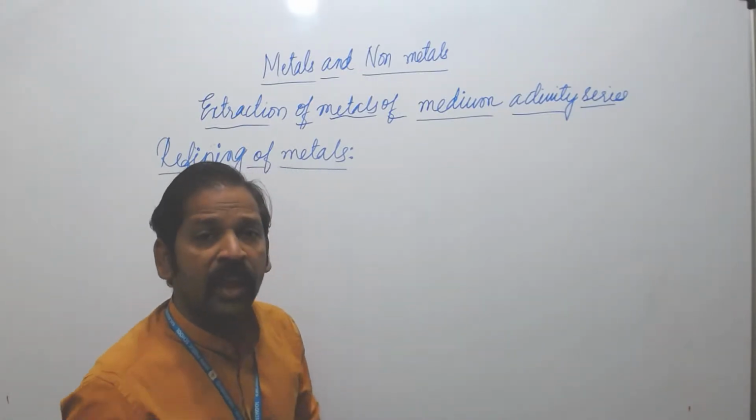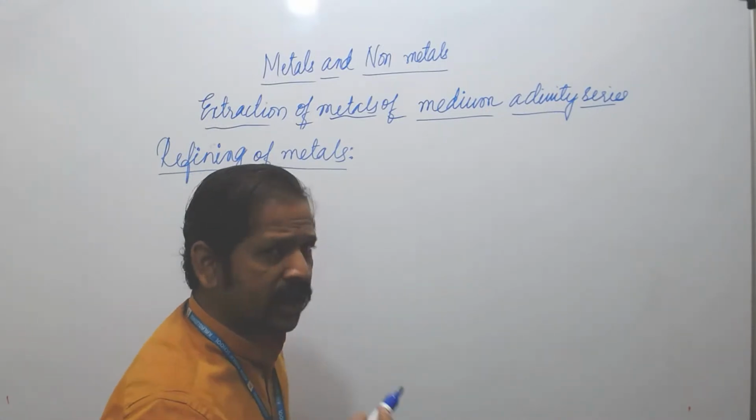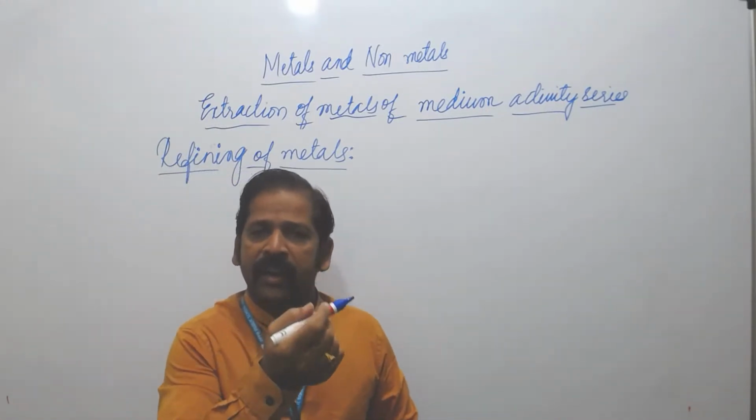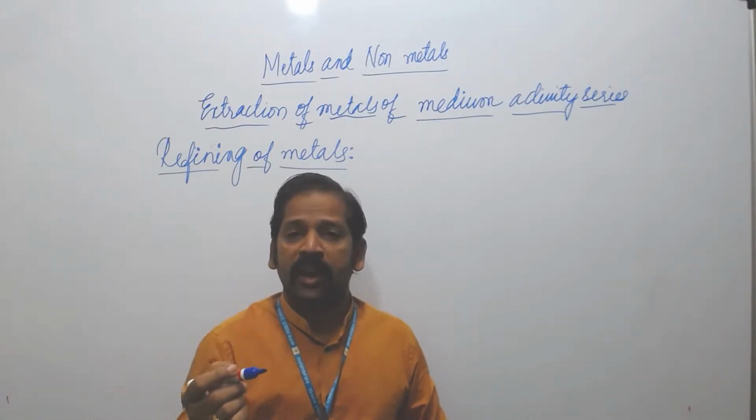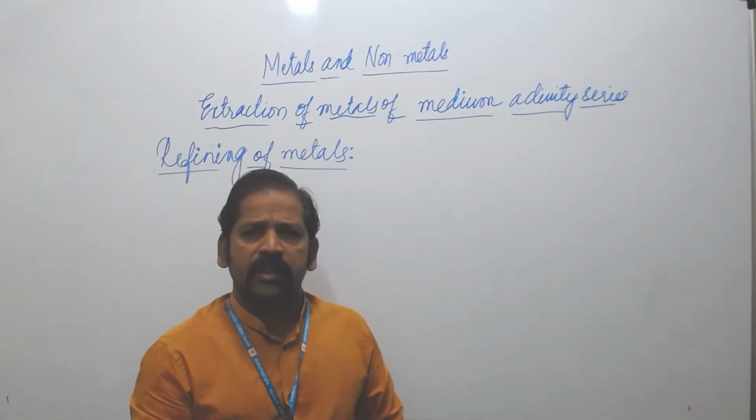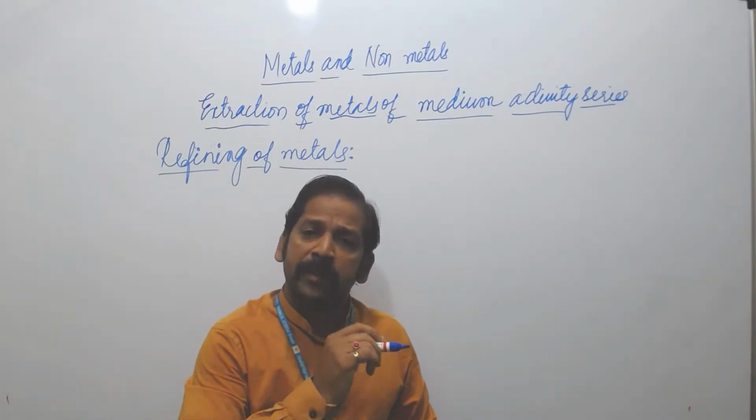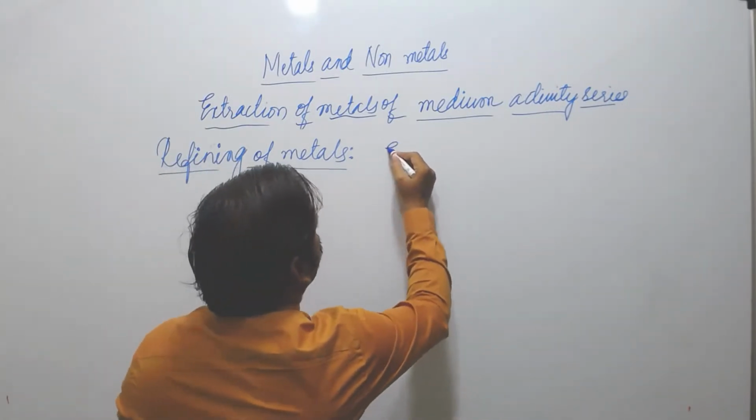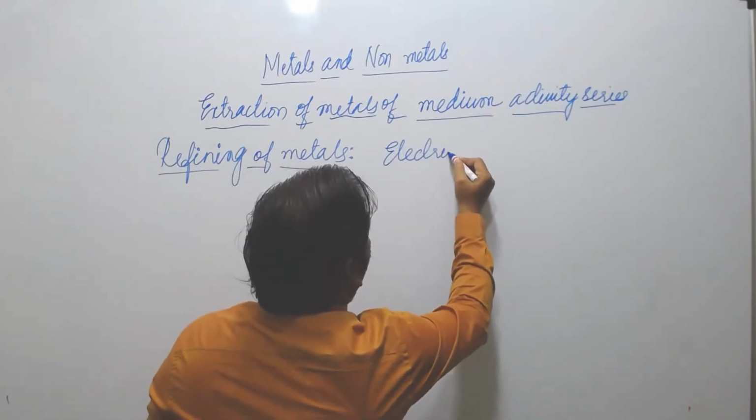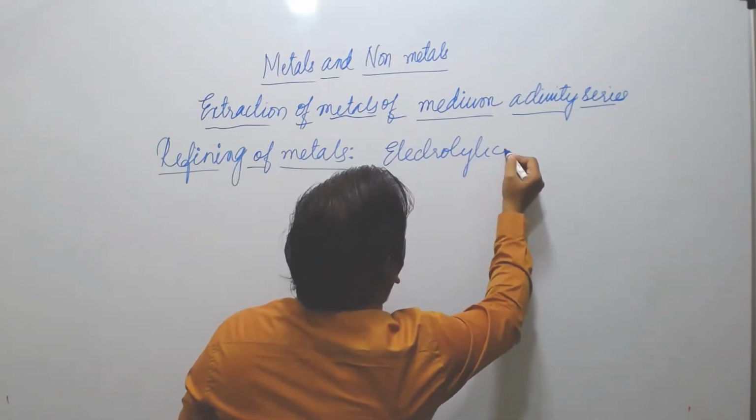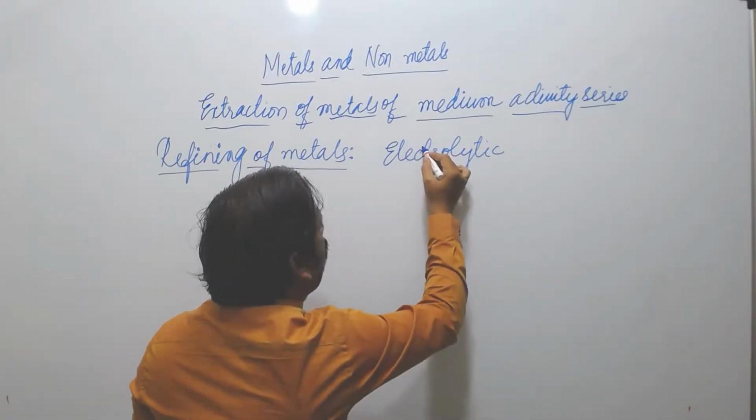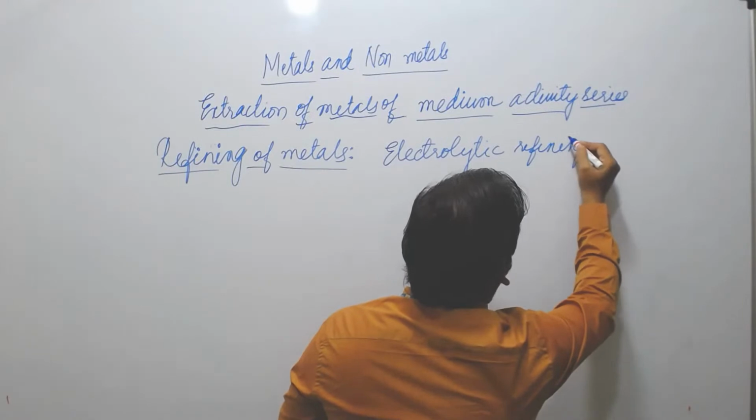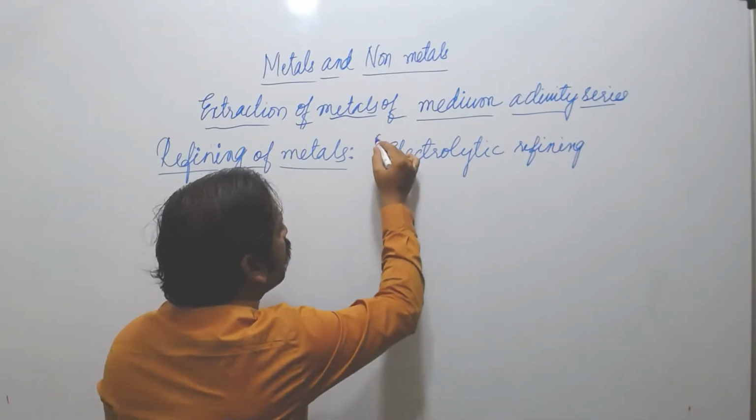The process is electrolytic refining, where there is an anode as well as a cathode, a battery supply, a tank, and then the electrolyte. The electrolyte is nothing but a solution of the same metal. Let's show the process of electrolytic refining.